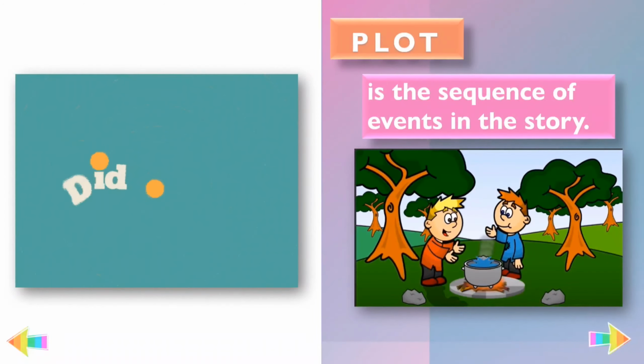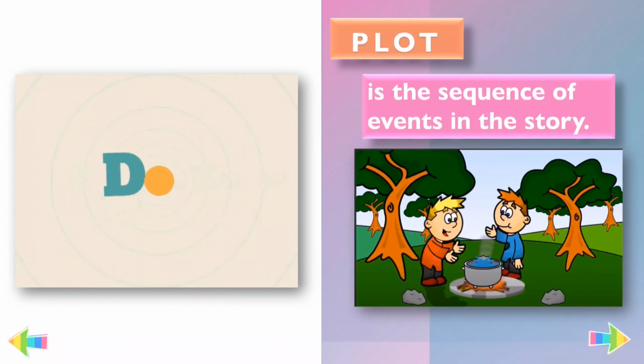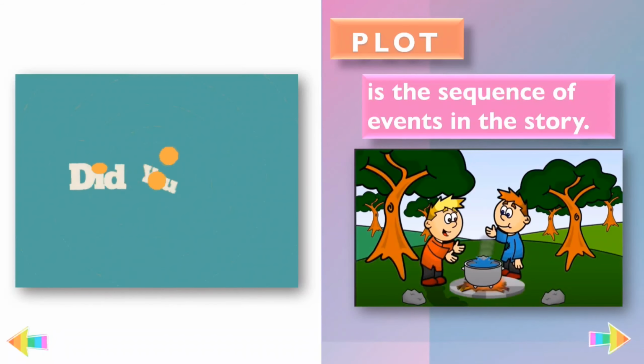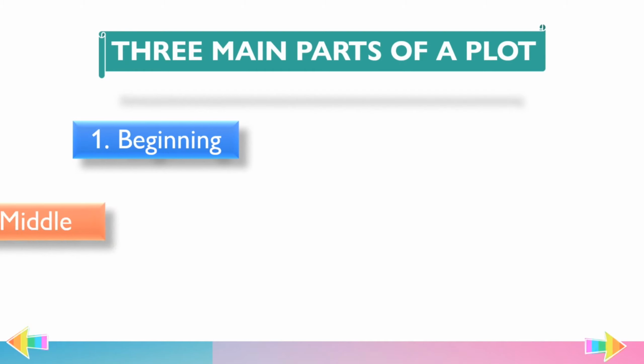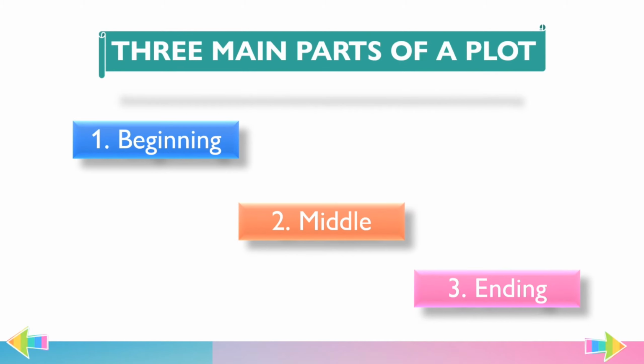Plot is the sequence of events in the story. Plot has three main parts that always take place in a sequential order. And here are the three main parts of a plot: the beginning, the middle, and the ending.